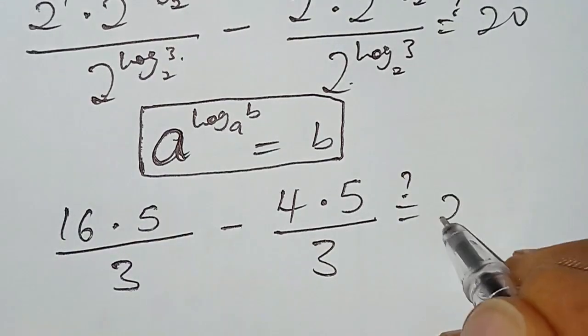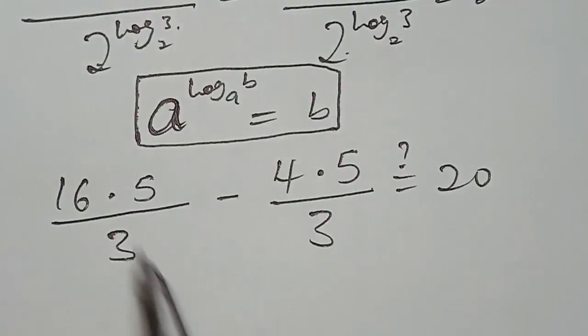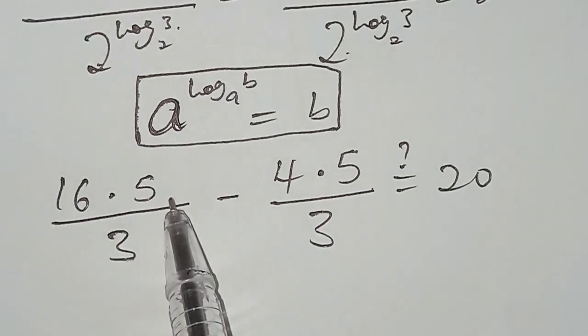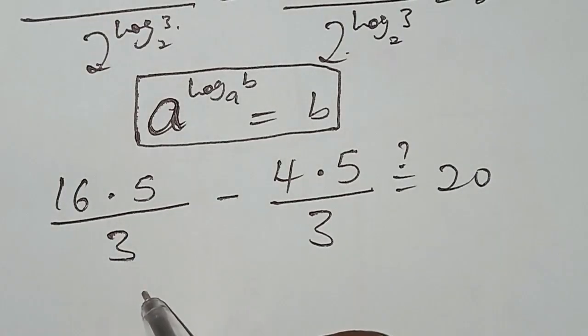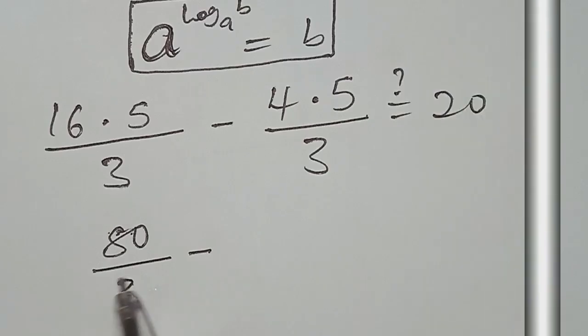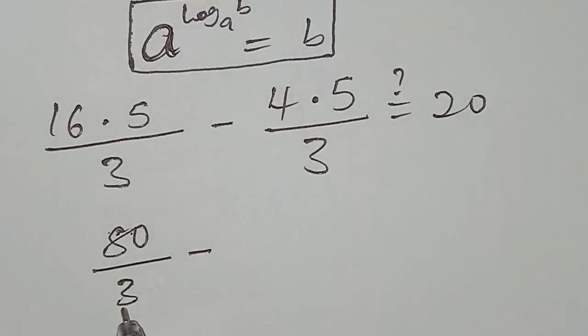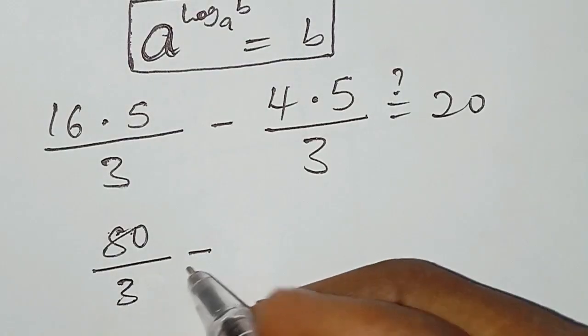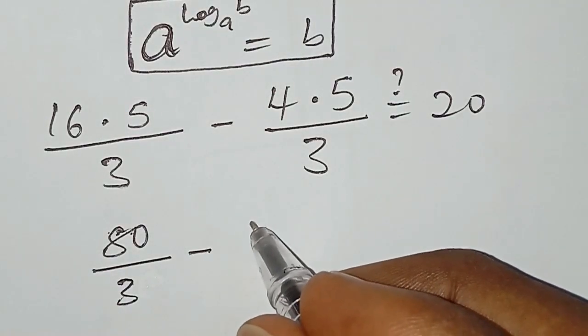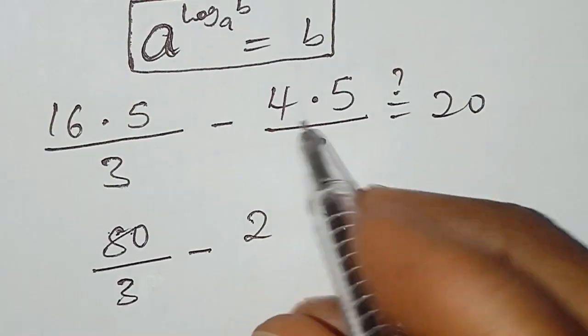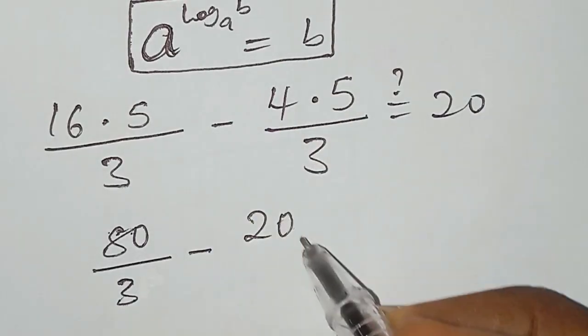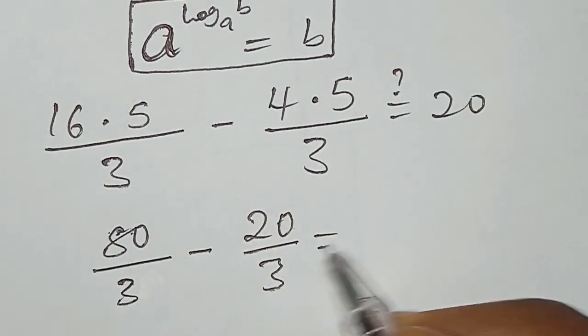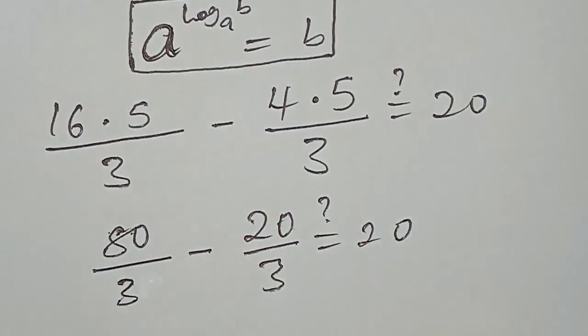Will that be equal to 20? Okay, 16 multiplied by 5 will give us 80 over 3. Then minus 4 multiplied by 5, we have 20, then over 3. Will that be equal to 20?